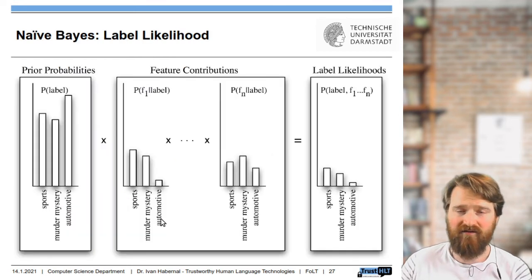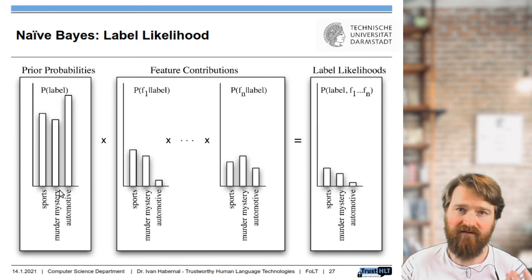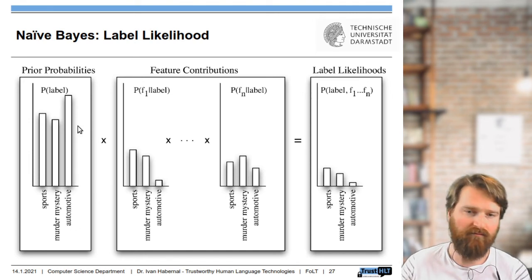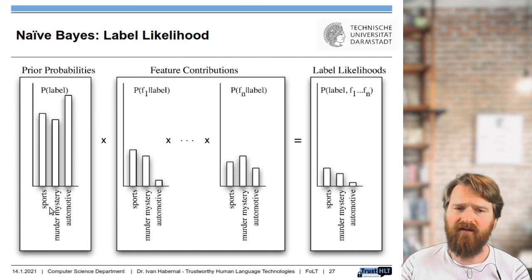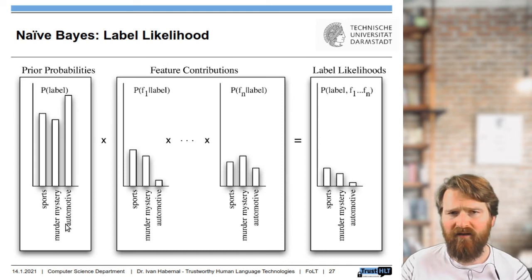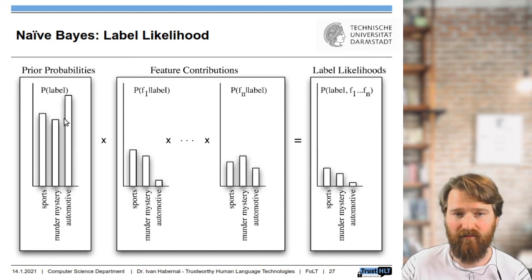I guess this visualization will help us as well. The prior probabilities over the classes are basically the distribution of these 3 labels in the data set. So let's say automotive is the most common label, then sports is less likely, and then murder mystery. Now if we get a new document to classify without looking into it, we would say it's automotive, because the probability is the highest.